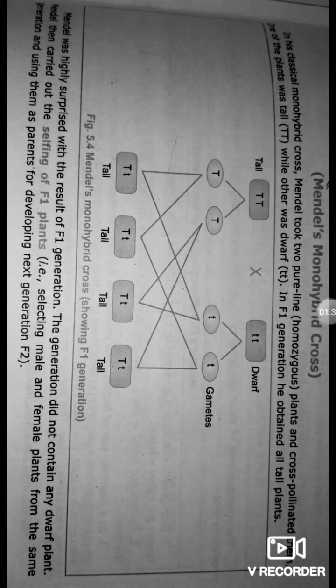Inheritance of one gene, that means Mendel's monohybrid cross. In this classical monohybrid cross, Mendel took two pure line homozygous plants and cross pollinated them. One of the plants was tall, capital T, and the other was dwarf, small t. In the F1 generation, he obtained all tall plants. F1, F means filial, filial means santati.